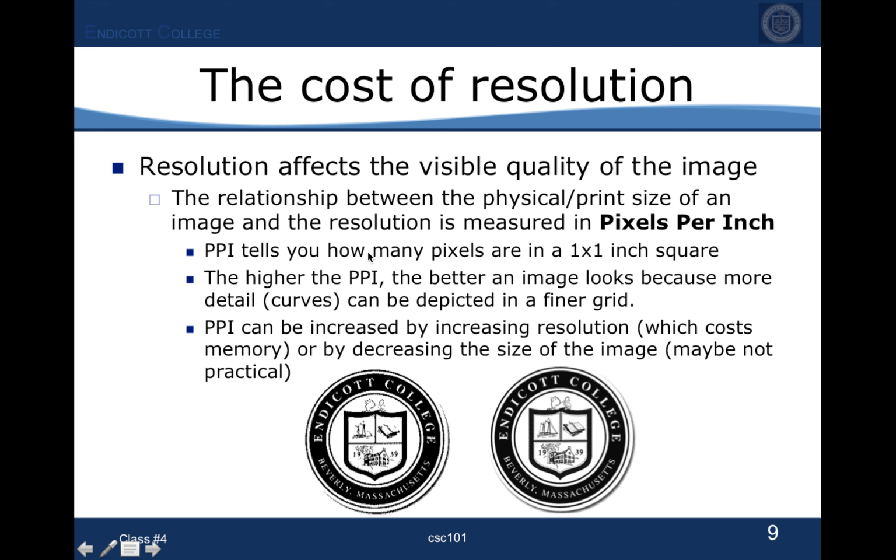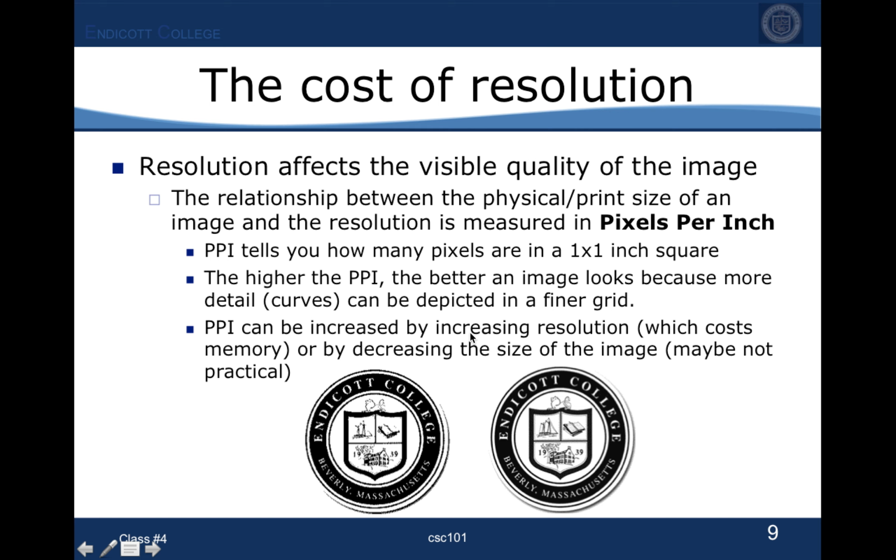It's literally just asking the question: in a 1 inch by 1 inch space, how many boxes, how many pixels, are you cramming in? Again, related to the idea of resolution in general, the higher the PPI, the better the image looks, because you can capture these details, and especially curves, with this finer grid. So since high PPI is a good thing, how do you accomplish that?